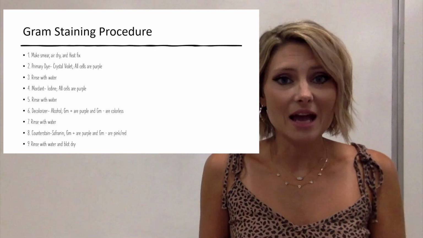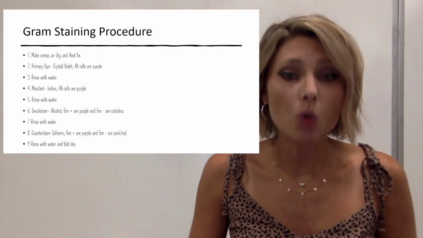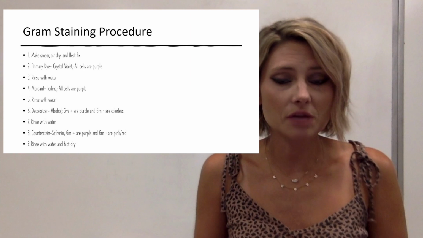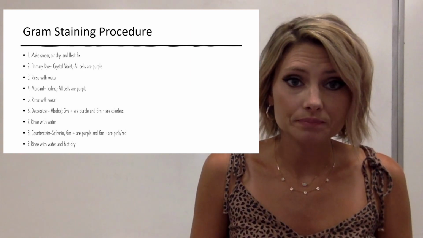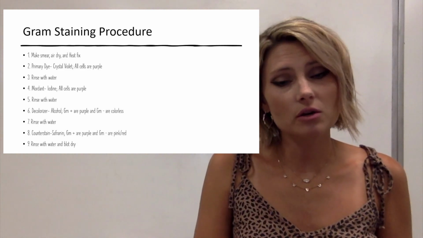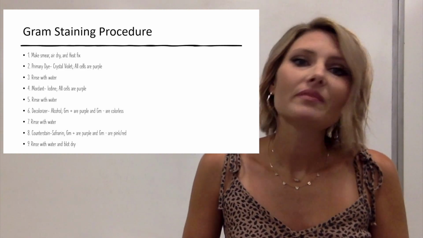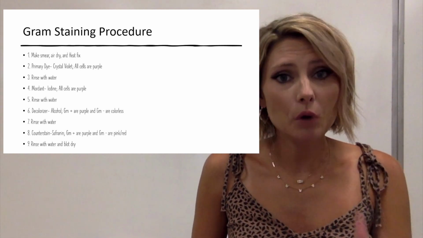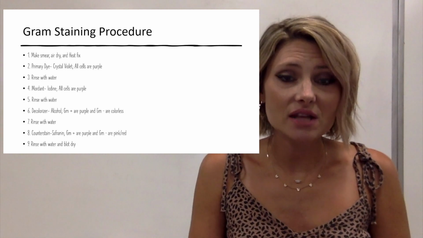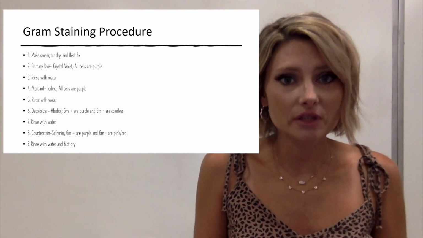So the next step, which is the last step of the gram stain, is the counterstain, or the secondary stain is sometimes what it's called. This dye is safranin. It is a red color. So you're going to cover the smear or cover the slide in safranin, let it sit for a minute, and then rinse. At the end of this, your gram-positive cells should be purple. Your gram-negative cells should be pink/red because you've colored them with the safranin.